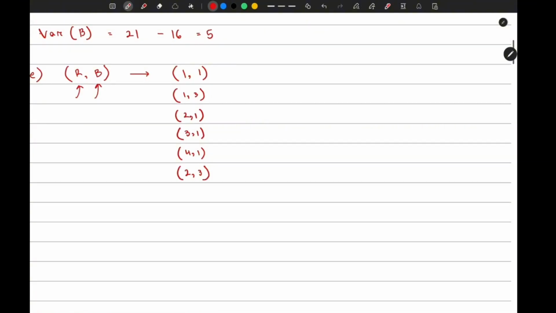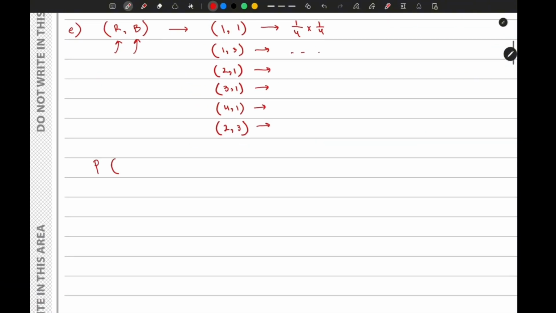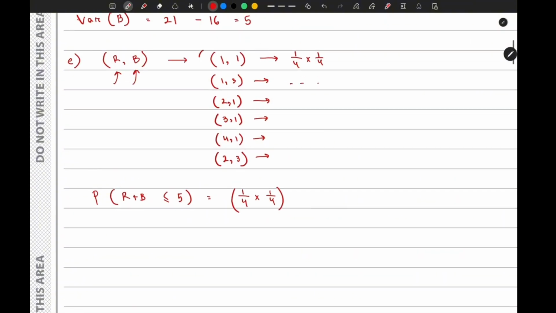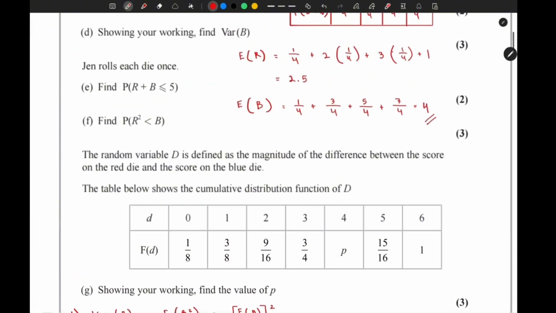Now we know that the probability of this one is 1 over 4 times 1 over 4. It is the same for all of these values. So the total probability for R plus B less than or equal to 5 will be 1 over 4 times 1 over 4, and since there are 6 values, you multiply this whole value by 6. This should give you an answer of 6 over 16. So that is it for this part.